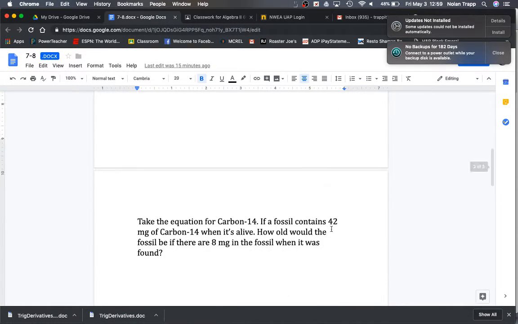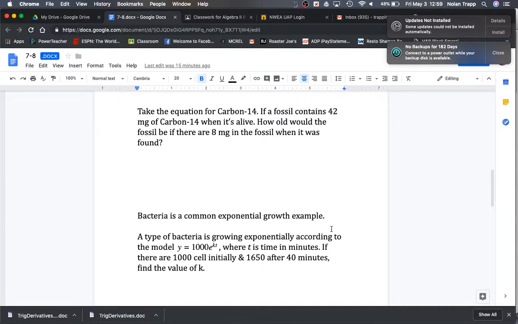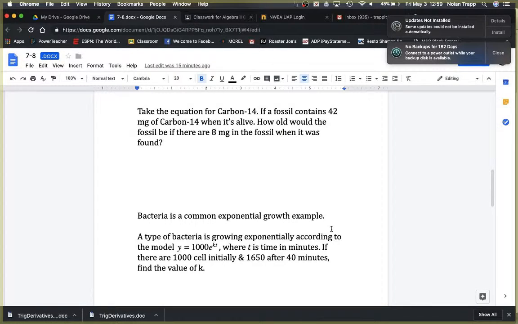Okay, going on. We take that equation. This is the part B. Take that equation of e negative 0.00. Ooh, I already forgot what it was. And I'm going to use my calculator to double check what I had before.